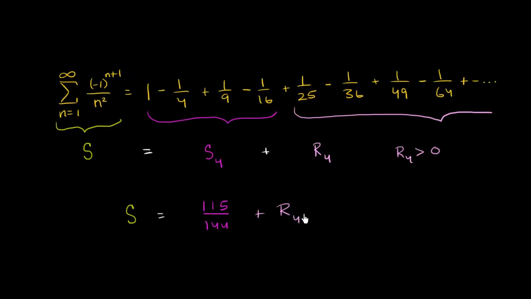And now the other thing I want to prove is that this remainder is going to be less than the first term that we haven't calculated, that the remainder is going to be less than 1 over 25.